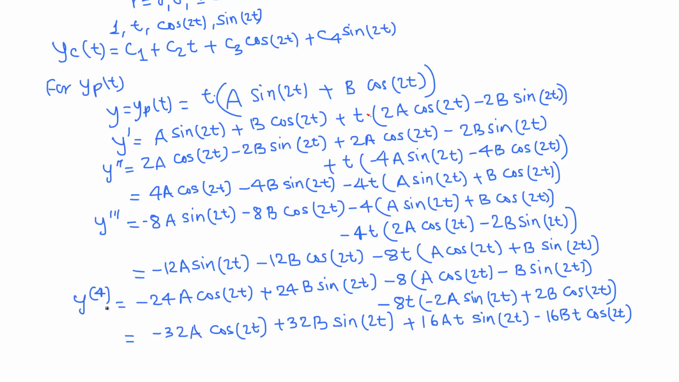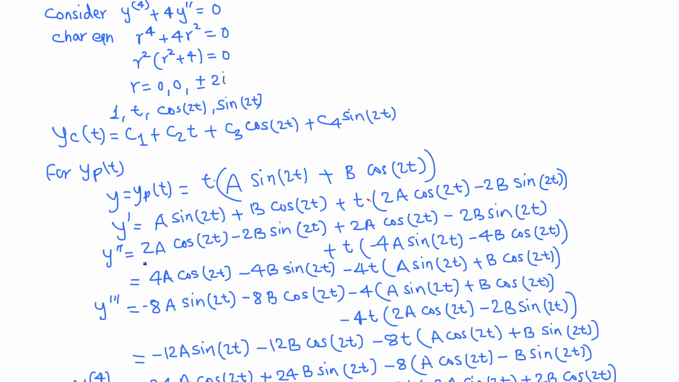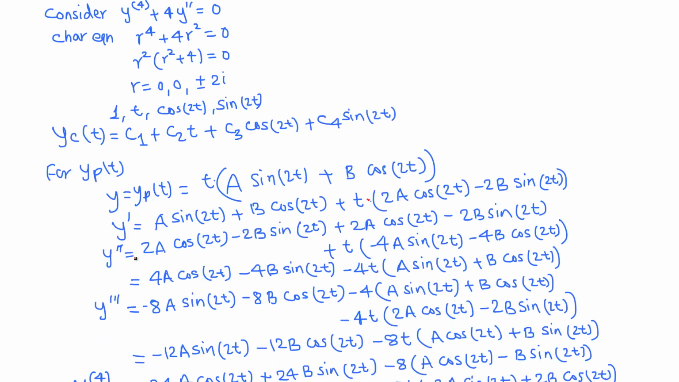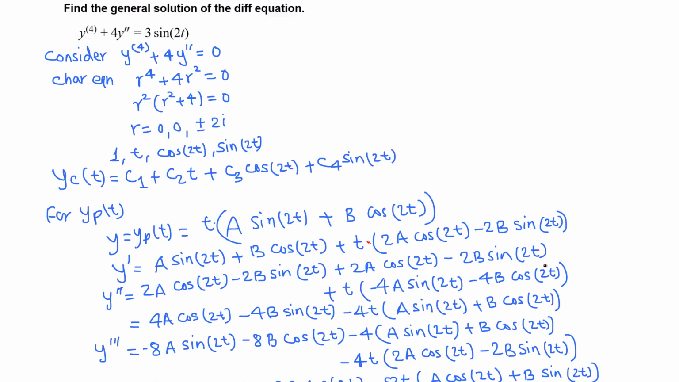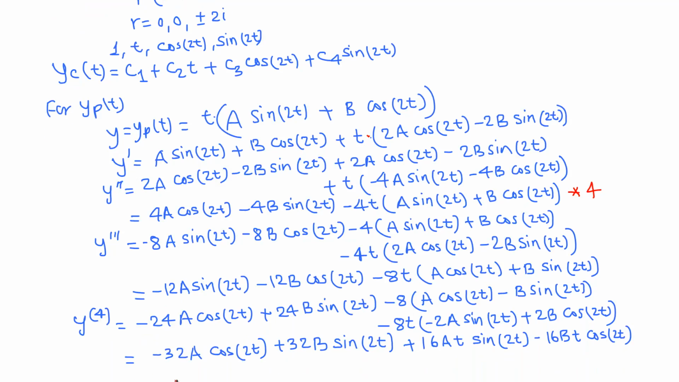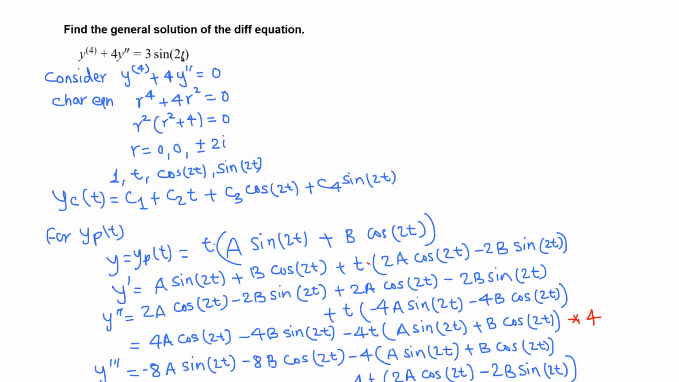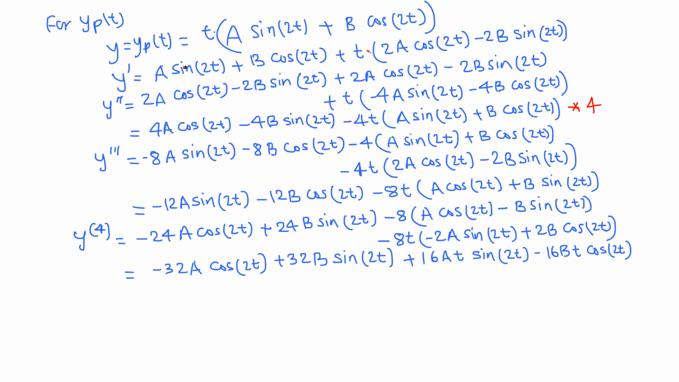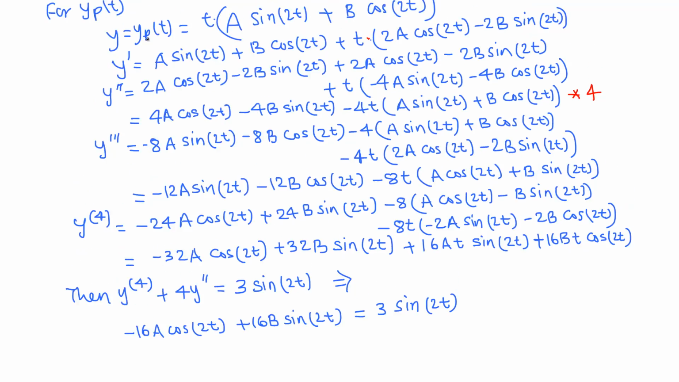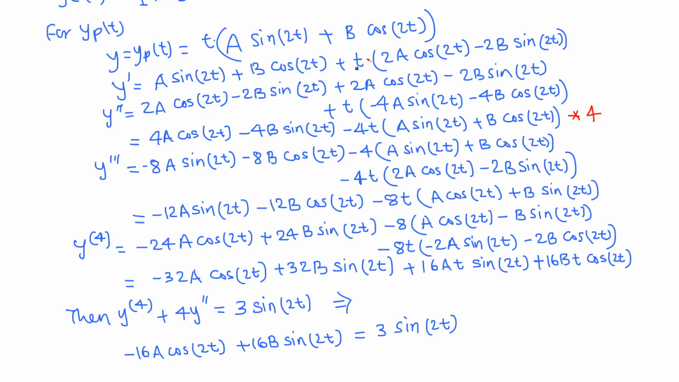Now we have all the derivatives up to the fourth. Let's go back to the original question and plug these in there. So y fourth derivative plus 4 times y second derivative. We multiply the simplified second derivative by 4 and combine it with the fourth derivative, and that is equal to 3 sine 2t. Basically, once we assume y_p, we use the product rule to find the first derivative, find the second derivative, simplify, find the third derivative, simplify, find the fourth derivative, simplify.